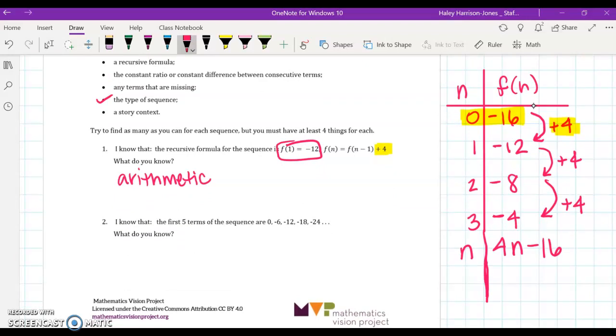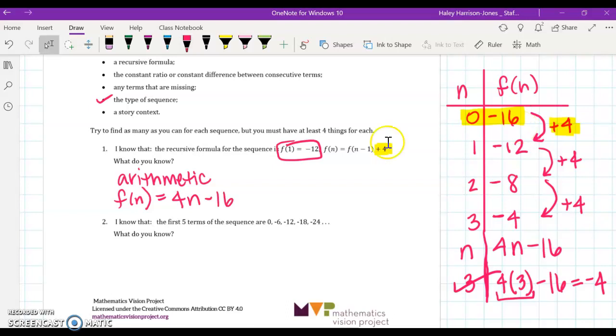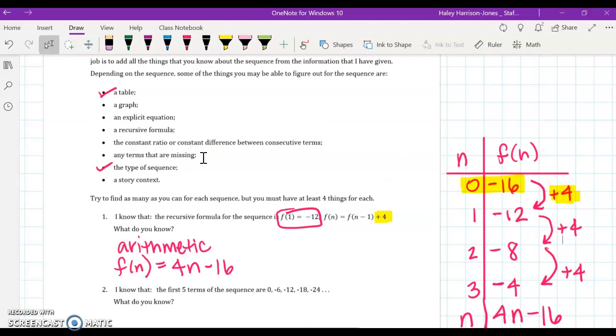We want to check this just to make sure that it's true. So if n is 3, is 4 times 3 minus 16 equal to negative 4? This is 12 minus 16. That's correct. So I know that my explicit formula is f of n equals 4n minus 16. I wrote my explicit equation. My common rate is plus 4.